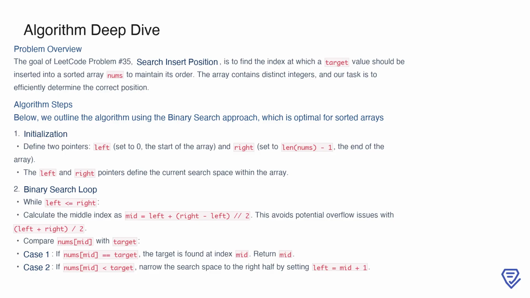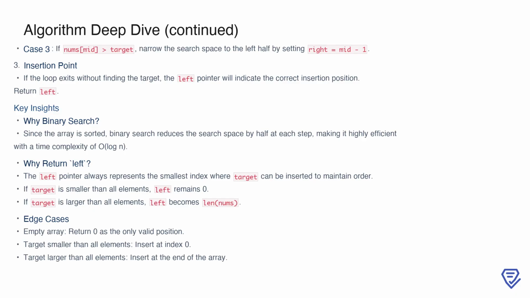If the middle value is less than the target, it means the target must lie in the right half of the array, so we adjust the search space by updating left to mid + 1. On the other hand, if the value at nums[mid] is greater than the target, the target must lie in the left half of the array. In this case, we narrow the search space by updating right to mid - 1.